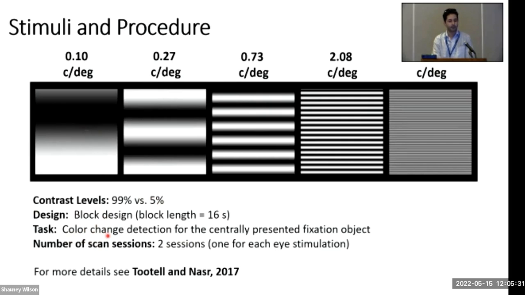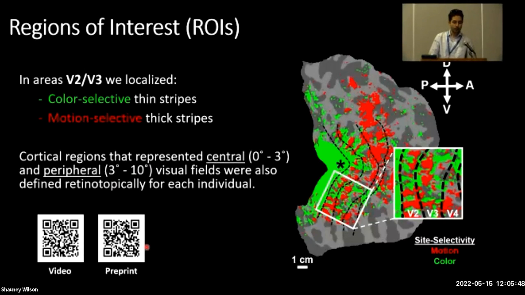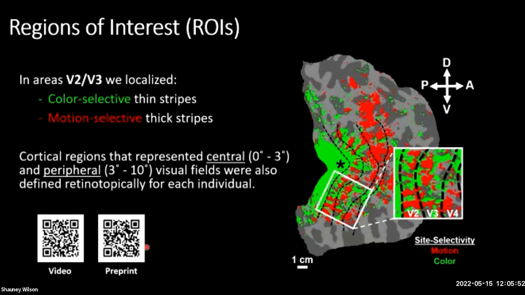Subjects did a very simple task of color change detection for the fixation spot, just to assure us that they were not asleep and were attending to the screen. Each subject was scanned 2 times just for the main experiment. In each session, 1 eye was stimulated. And on top of that, to localize our regions of interest, we focused, as I said, on V2 and V3.